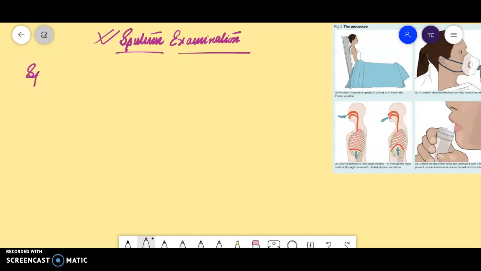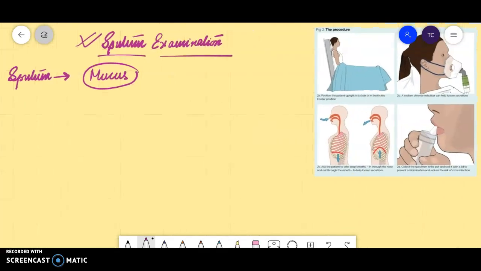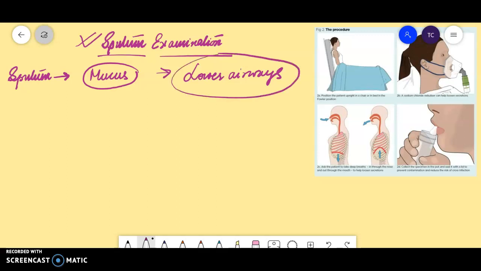So first I will start with what is sputum. Sputum is nothing but mucus that is coughed up from the lower airways, or lower respiratory tract. And this process of coughing up mucus from your lower airways is called expectoration.